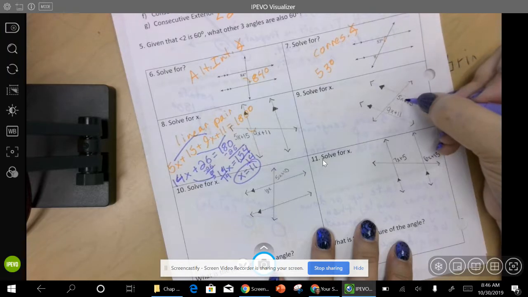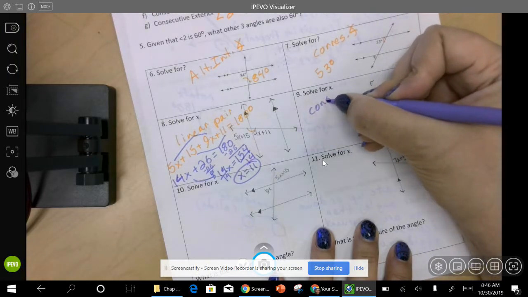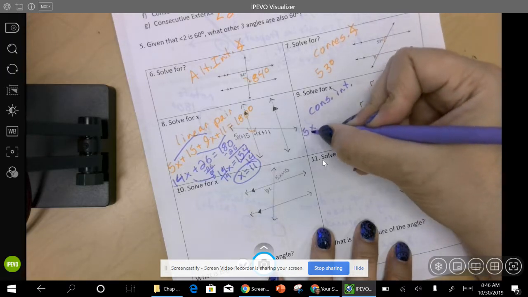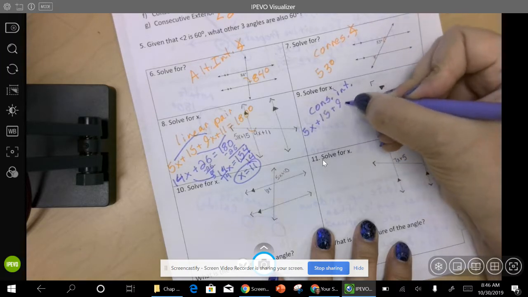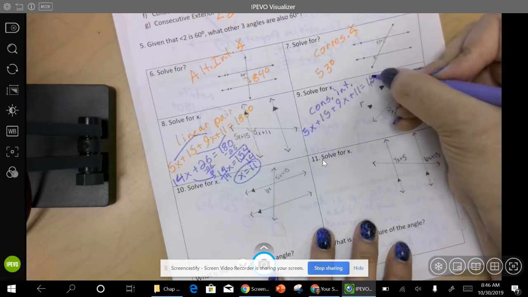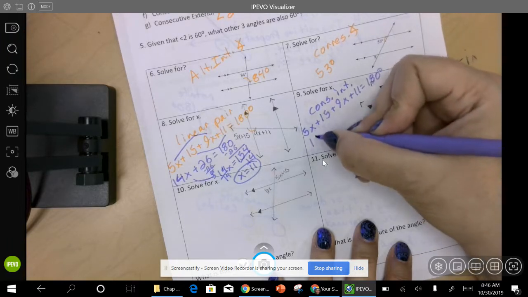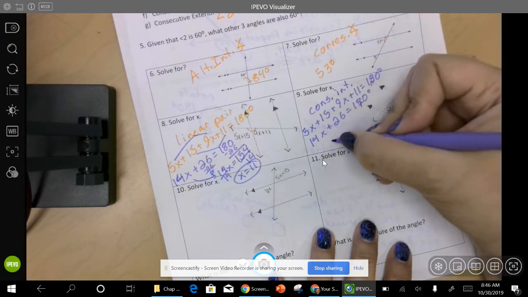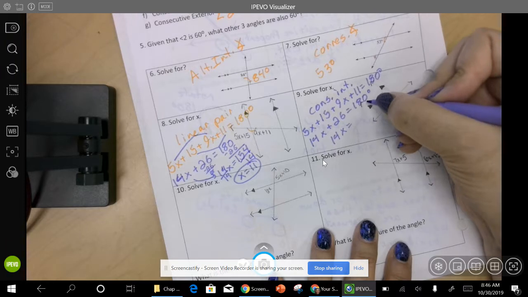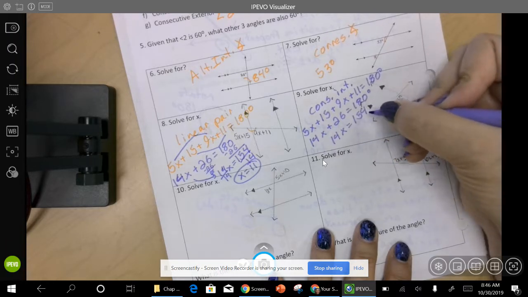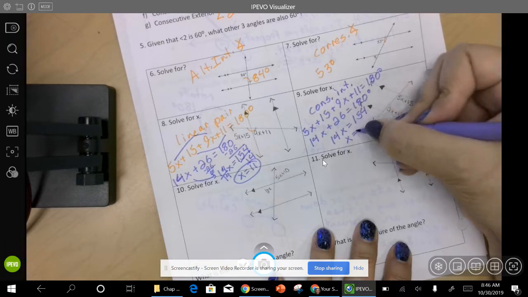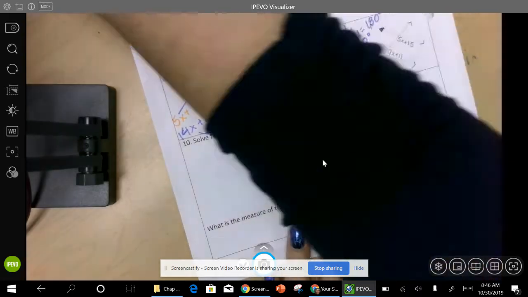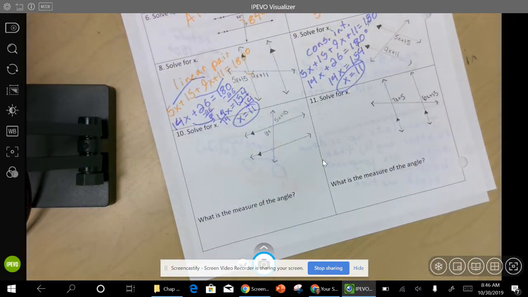So these ones, consecutive interior, means that they're equal to 180. So I do 5x plus 15 plus 9x plus 11 is equal to 180. Combine like terms. We subtract 26 from 180 to get 154. 154 divided by 14 is 11. Yes, it's the same numbers as number 8. You are exactly right. Okay, so this one says solve for x.